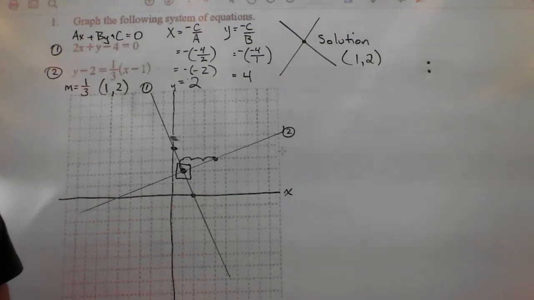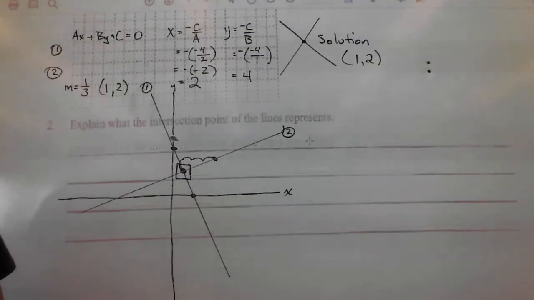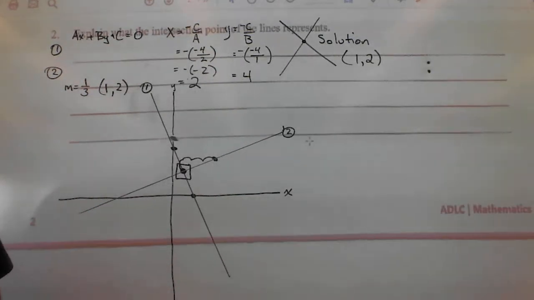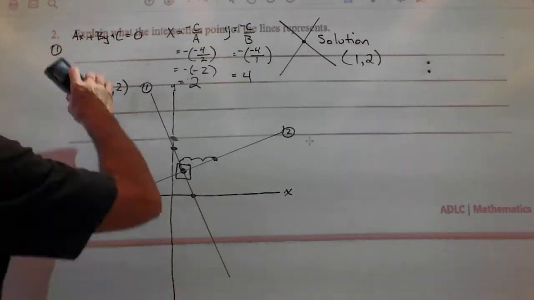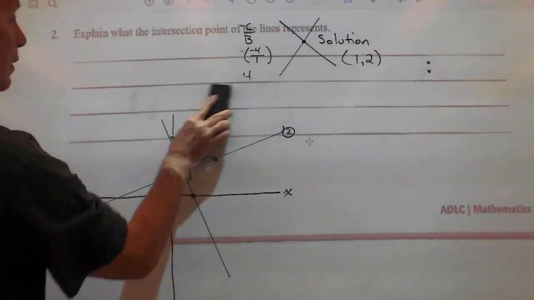We will continue on. Explain what the intersection point of the lines represents. Just let me get rid of this.